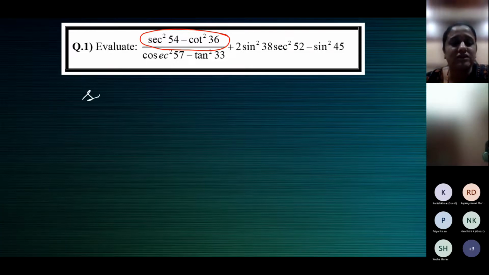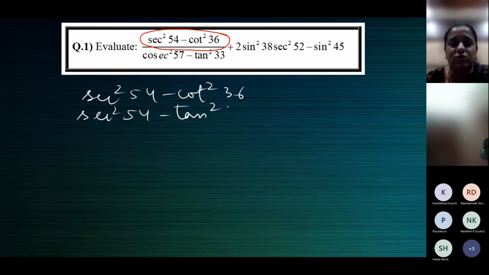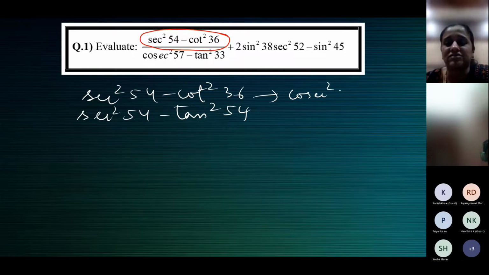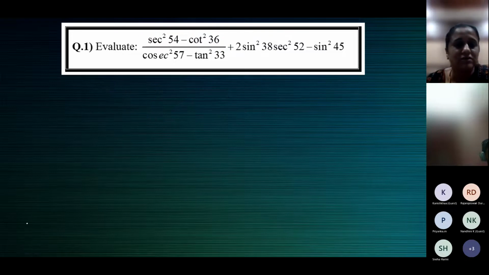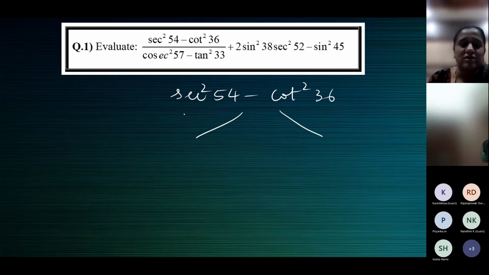So when you look at the secant square 54 minus cot square 36, you must either think of converting this to secant square 54 minus tan square 54, or you must try to write it as cosecant square 36 minus cot square 36. I'll write both the ways. So for me, I feel we can make use of the identity, secant square theta minus tan square theta is 1.